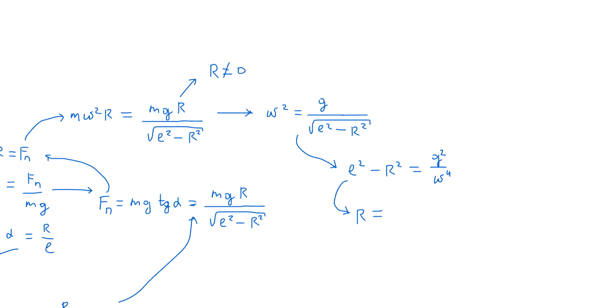It will be plus or minus square root of L minus G to the power of 2 and omega to the power of 4. Okay, do you have any questions? No, the equation is complicated, but it's okay.